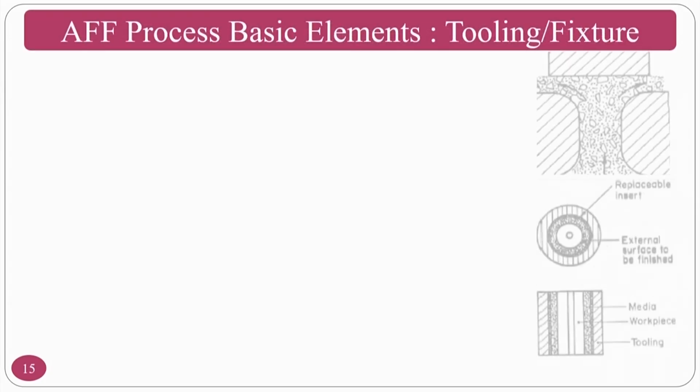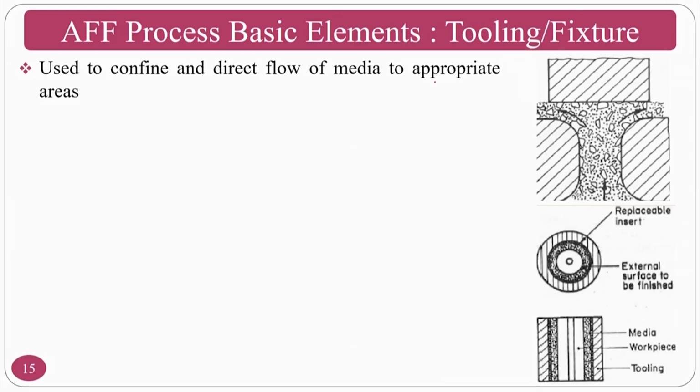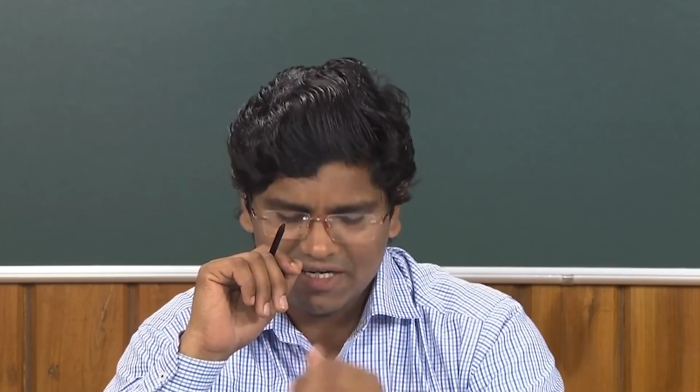So, the second one is tooling or fixturing. If you see here, assume that I want to finish this particular component. I need to give the tooling as per the requirement. It is used to confine the flow of the medium to appropriate areas, that means it has to guide the abrasive medium across. The abrasive medium, as I said, is a semi solid medium, it has to flow across the surface to be finished. If it can flow across the surface uniformly, then a uniform surface finish can be generated. So, the tooling function is to guide the medium across the surface to be finished, so that it can achieve the uniform surface finish.